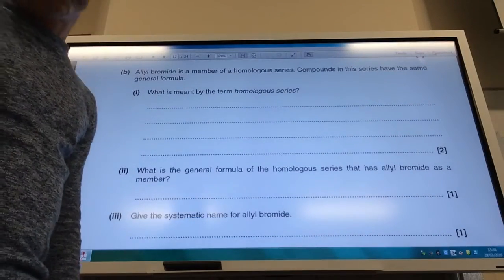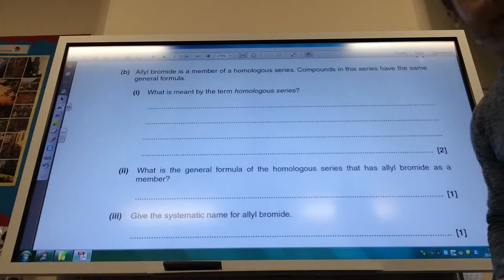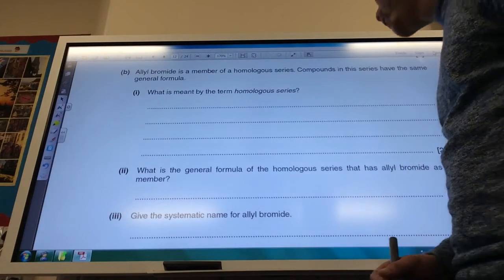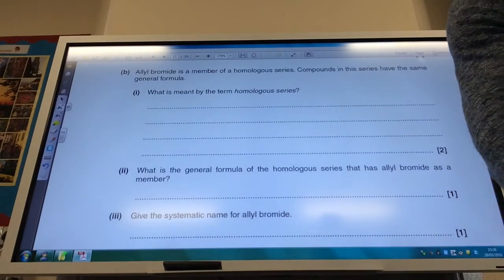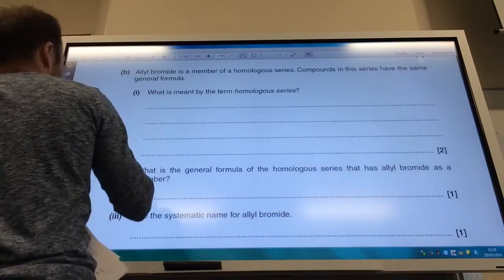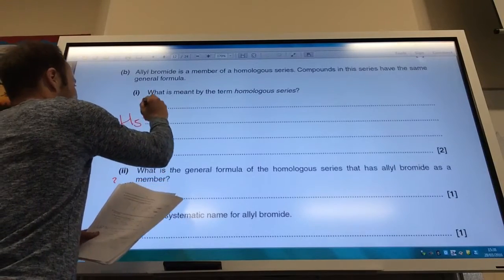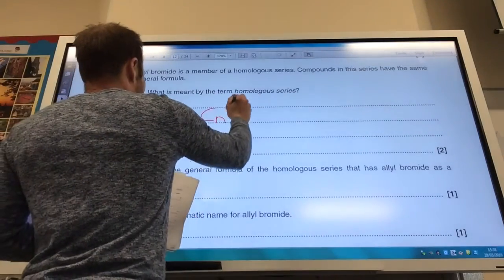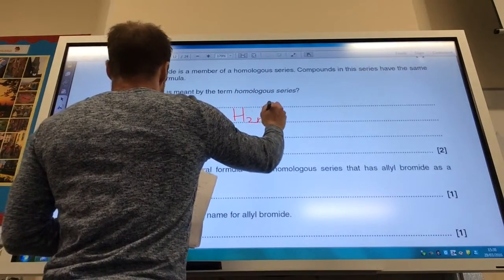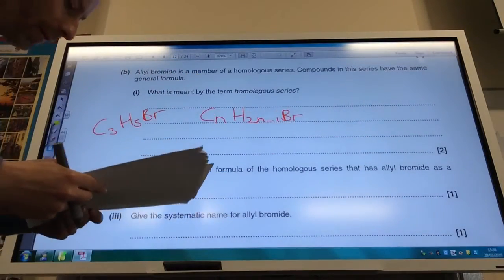Okie dokie, so what is meant by a homologous series? You've got the same functional group with each successive member differing by CH2. What is the general formula of the homologous series that has allyl bromide as a member? So let's have a look. Our formula is C3H5Br. So it looks to me that we have got CnH2n minus 1 Br would work for that one.